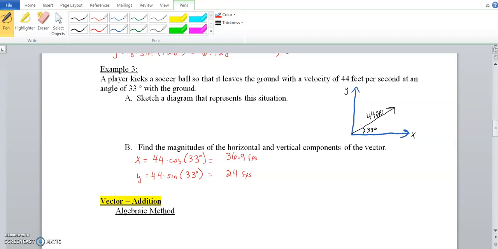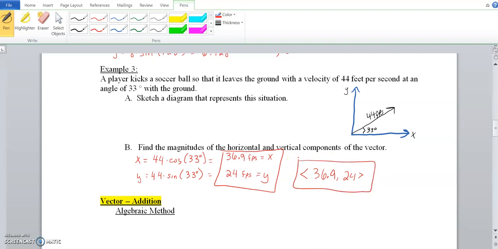So we sketched the diagram, that's it. I'm not going to box that in, but for finding the magnitude of the horizontal and vertical components, it is asking specifically for that, so I would just box it in like this. Another acceptable form would be the vector component form, which is 36.9 comma 24, boxed in for our component form.